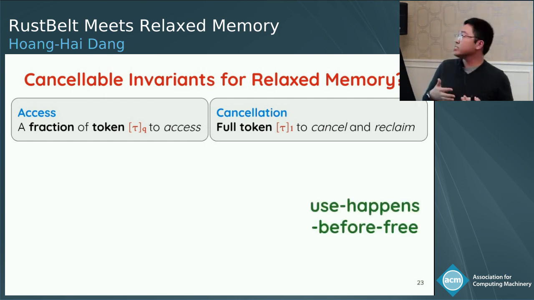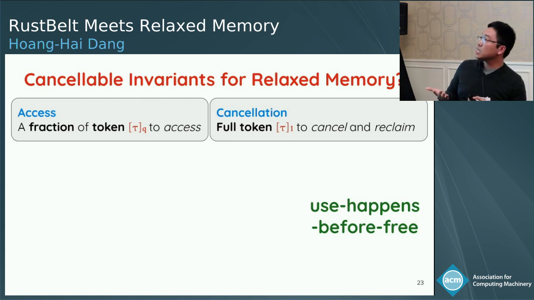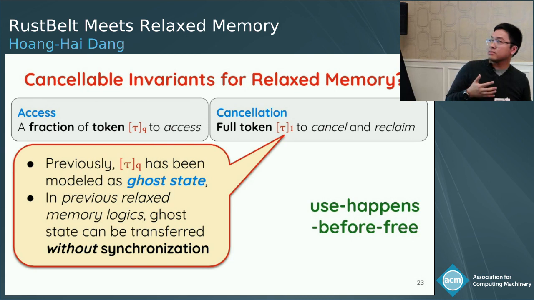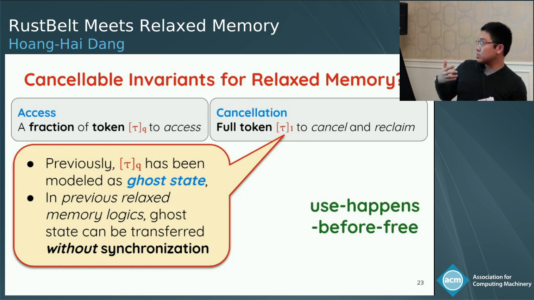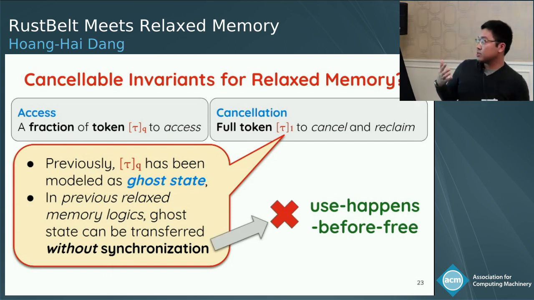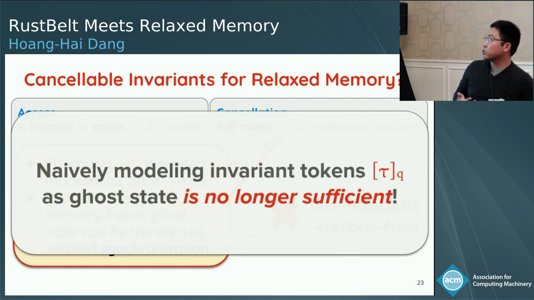But our question now is, can we also have this in relaxed memory, in order to have reclamation and still maintain the use happens before free property? The problem has been specifically in the modeling of these invariant tokens. So previously, in previous logics, the invariant token has been modeled with ghost state. But in relaxed memory, a ghost state can be transferred without synchronization, and this is not good for our model, because if we model our token as ghost state, we'll be able to reclaim the full token without full synchronization, and that is a direct violation of the use happens before free property. And so we cannot simply use ghost state to model invariant tokens.